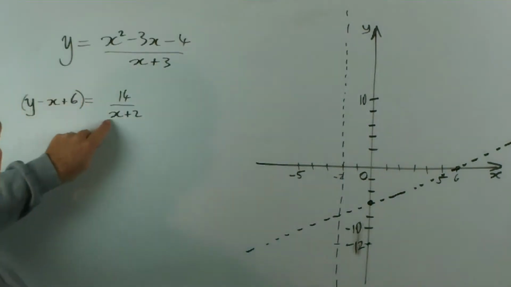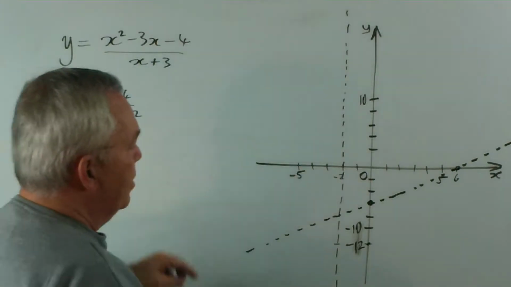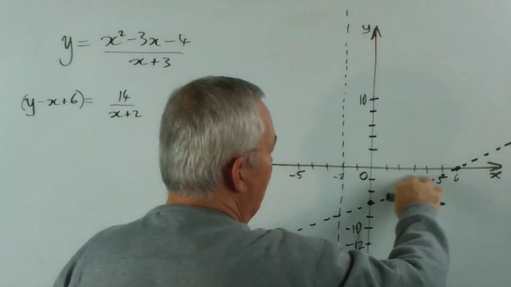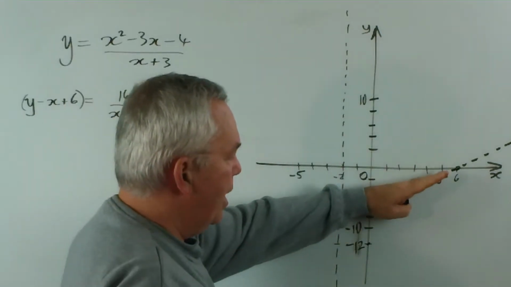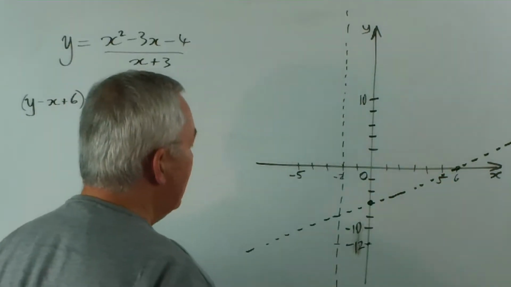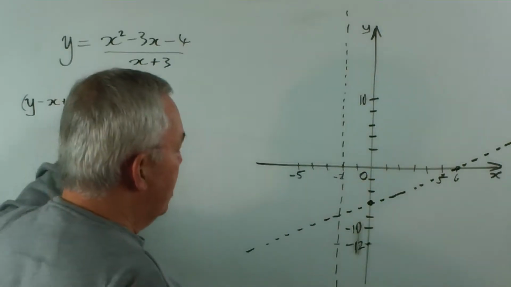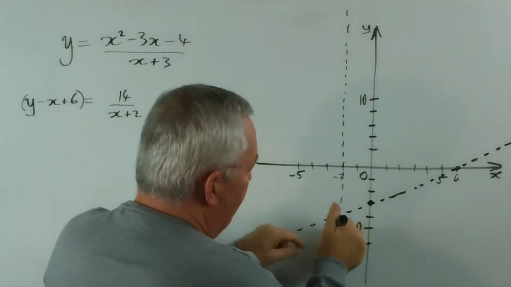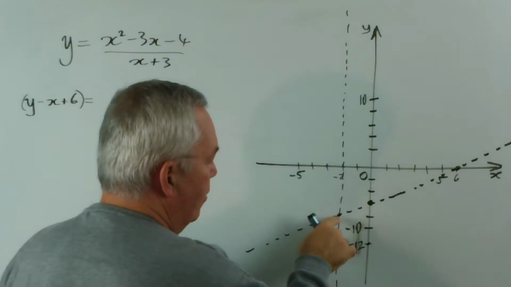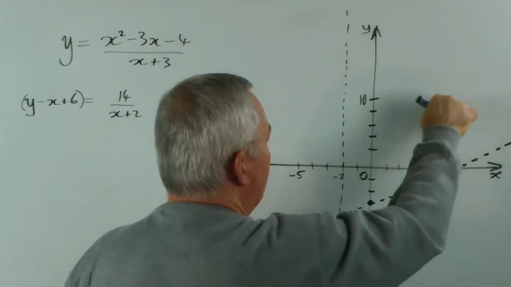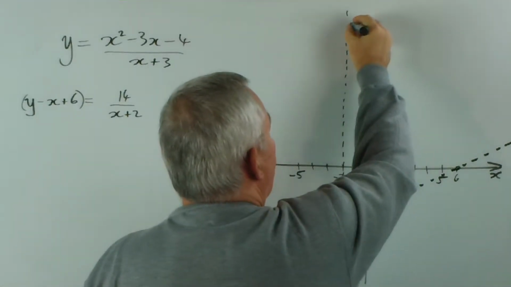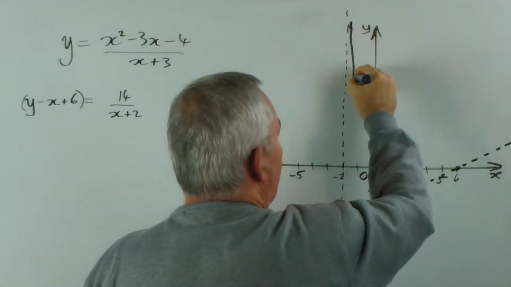Now again, positive, positive, positive. So we know we're going to get one part of the hyperbola here and another part here. We have an oblique asymptote here. Now because this is a 14, it's going to move further away from the centre of the hyperbola. So instead of coming right in here close, it's going to be up here somewhere. One would need to calculate points.